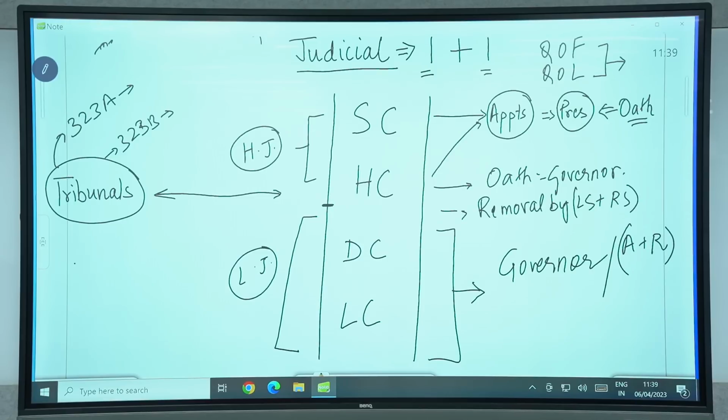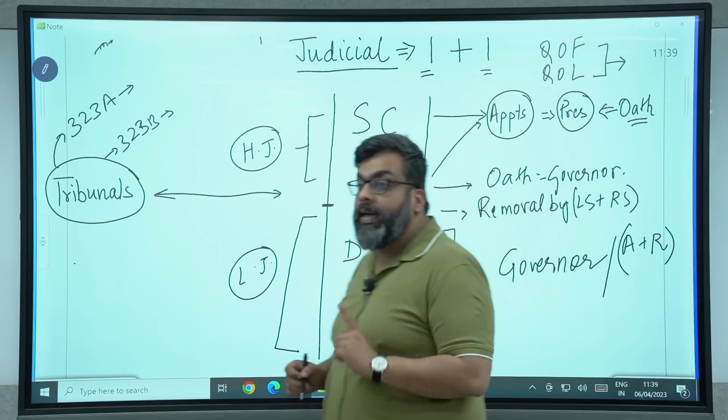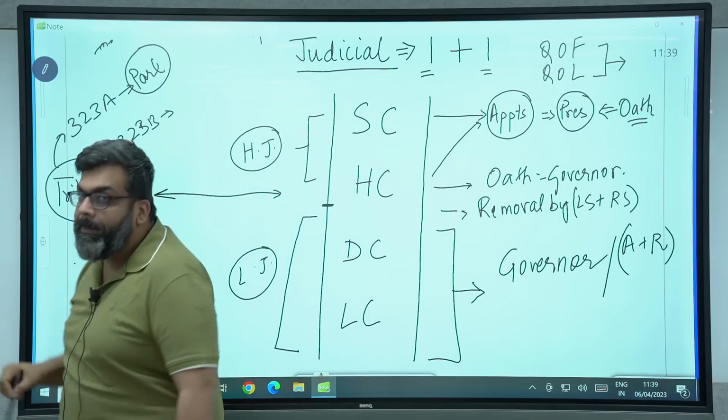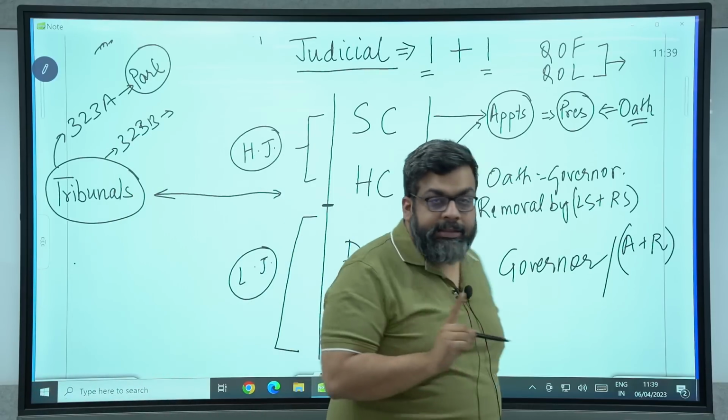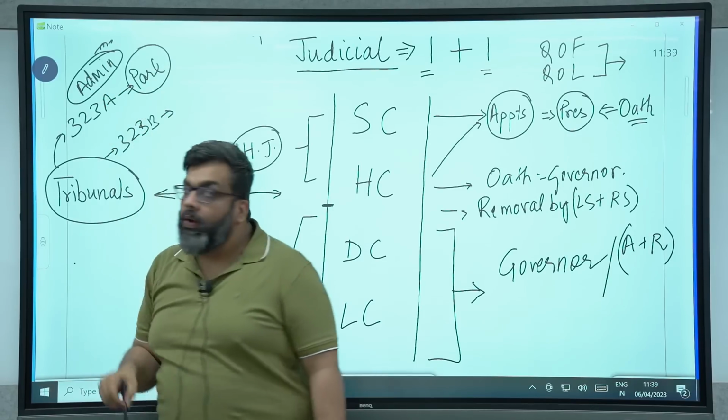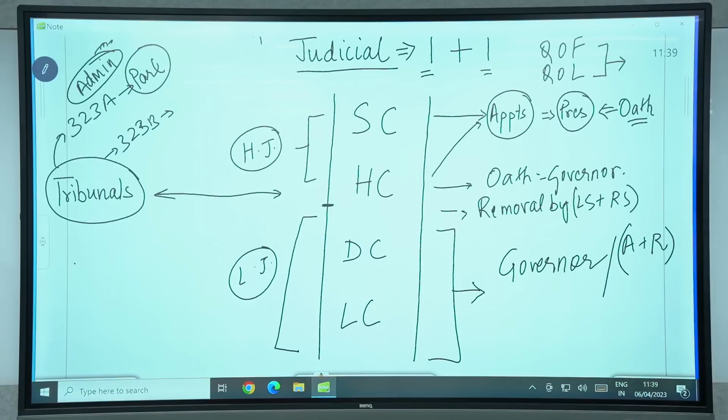Are we clear on this? So 323A refers to administrative tribunals. They are only created by a law made by the parliament. Administrative tribunals under 323A, only by a law made by the parliament. And it is the parliament which is going to make a law not only for central tribunals but also state. Rule number 2, center stronger than the states.